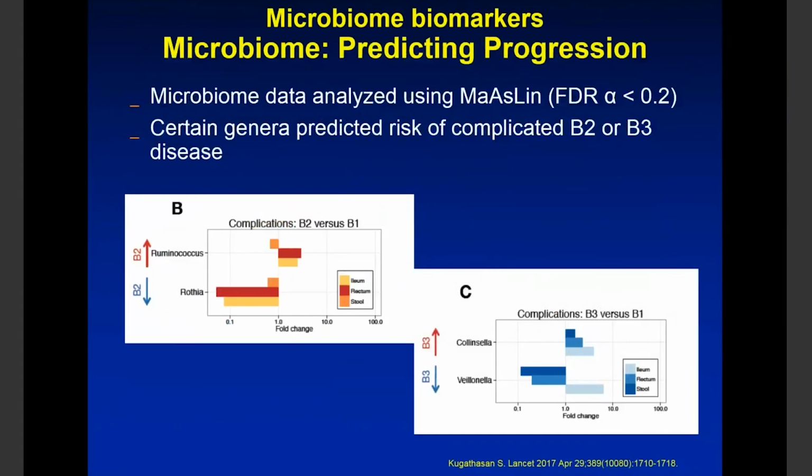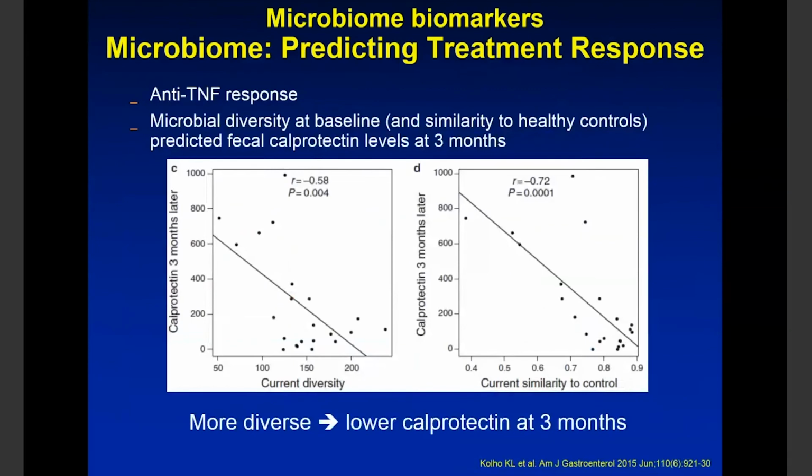Microbial data can also be used to predict progression, as highlighted in this analysis from the risk cohort, where the presence of certain genera in either the mucosa or in the stool predicted the development of stricturing or penetrating complications. And the use of the microbiome as a biomarker can also be derived from studies looking at the role of the microbiome in predicting response to treatment.